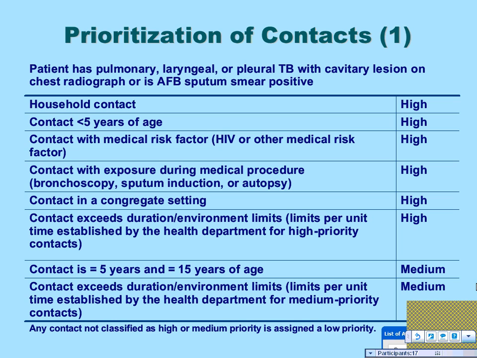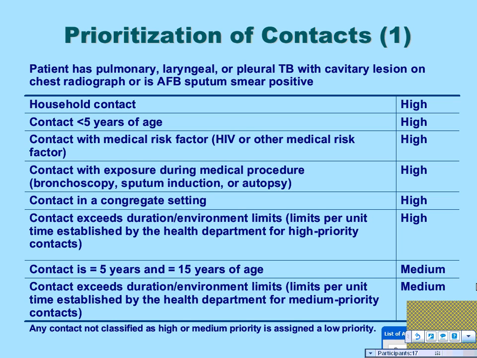So in this first table, the index case has pulmonary, laryngeal, or pleural TB with a cavitary lesion on a chest X-ray, or has a positive AFB smear on sputum examination. So it's an index case that is highly infectious, and that's an important point to start with. All contacts that have an intense or extensive exposure to this highly infectious patient will certainly be put in a high priority category.